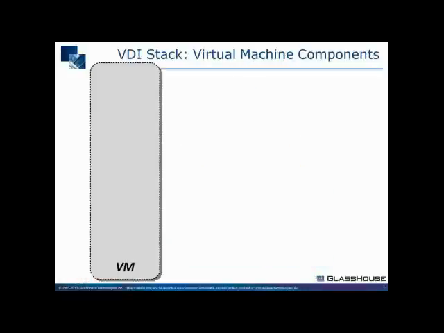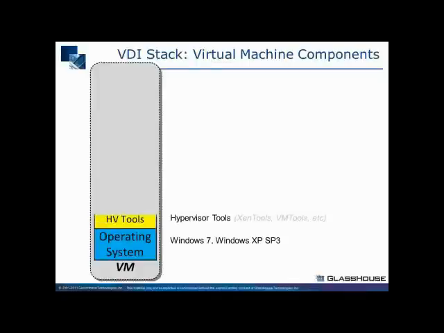So let's look at what we call the VDI stack. And this is as far as planning our virtual machine components. Within the VM, we have our operating system, Windows 7, Windows XP Service Pack 3. I see a lot of organizations combining VDI and Windows 7 together as a way to deploy an entirely new look and feel. Obviously, if this is a virtual machine, you want your hypervisor tools, whether you're using Hyper-V, Xen Server, or vSphere, you have your tool set that optimizes the performance.